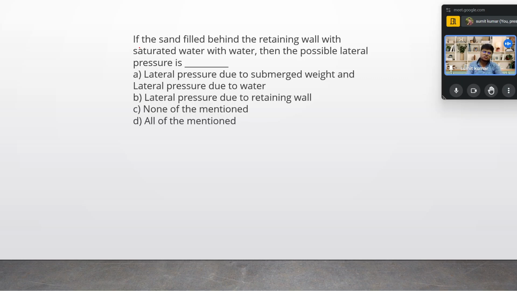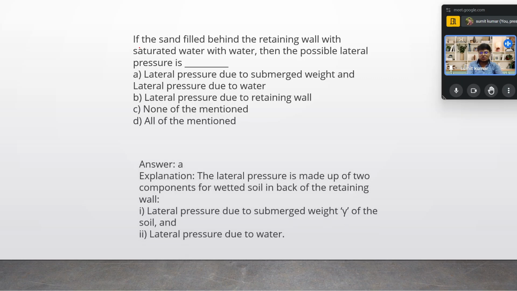And when we move to the next question, you see, if the sand is filled behind the retaining wall with saturated water, then the possible lateral pressure is: the lateral pressure due to the submerged weight and the lateral pressure due to water, the lateral pressure due to the retaining wall, none of the mentioned above, or all of the above. So the correct answer is going to be option A. When we go to the explanation, we say that the lateral pressure is made up of two components, that is the weighted soil in the backfill and the retaining wall. So the lateral pressure due to the submerged weight gamma dash of the soil and the lateral pressure due to the water. That's the fact.